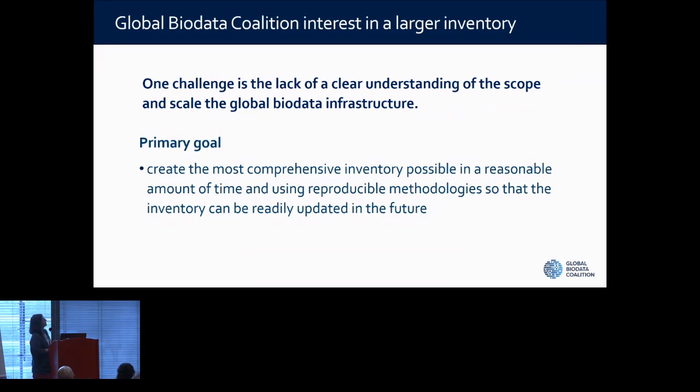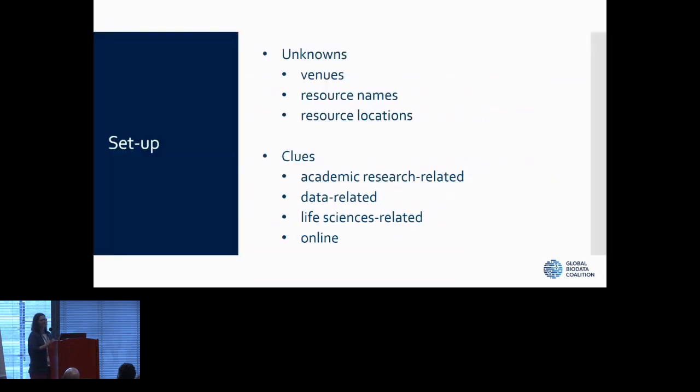So the basic concept was to create the most comprehensive inventory we could within a reasonable amount of time, and in particular using reproducible methodologies, partly because we're obviously very big advocates of open data and open science, but also because we knew that the inventory would need to be updated again in the future because the system is in flux. This is quite a bit different from NAR, where I just knew right where to go. You go look at the database issue, and it's a bit tedious, and we used some text mining methods with that as well. But here you don't know exactly the venue where everybody might be promoting their resource, and of course you don't know the resource names or the resource locations.